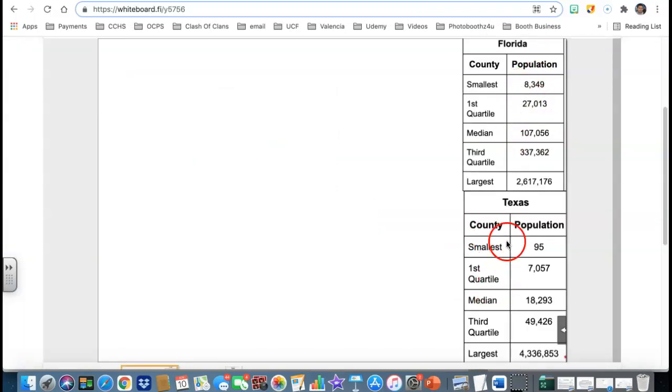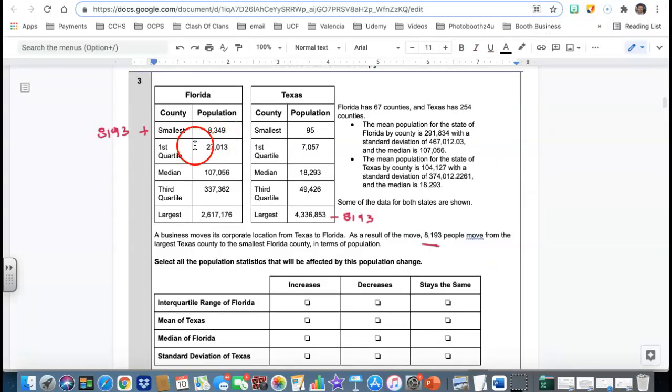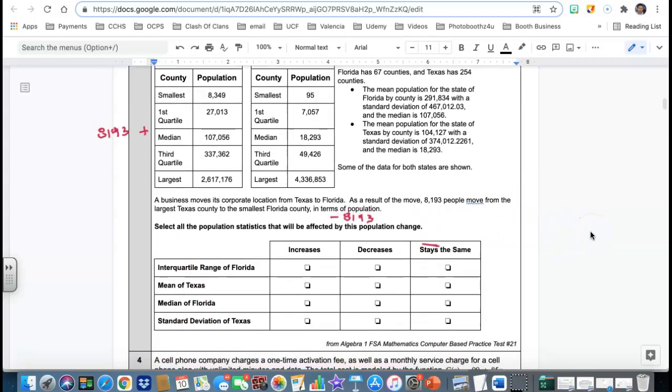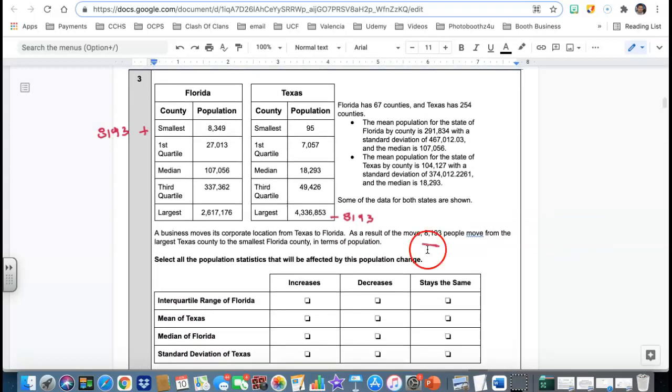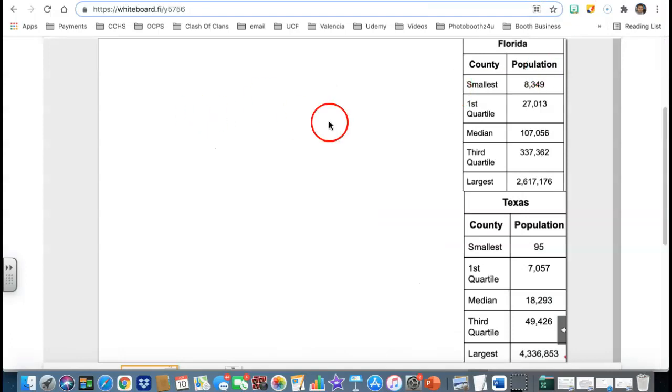Here's my Texas. What I want to do right now, so we can understand, is what is called a box and whisker plot. I'm going to do a box and whisker plot here and for Texas as well. We want to see if the mean changes, if the median changes, if the standard deviation changes. Those are the three questions that we have. Oh, and if the interquartile range of Florida changes. I put the information here on this whiteboard, and now I'm going to do the box and whisker plot. All right, so let me draw it.